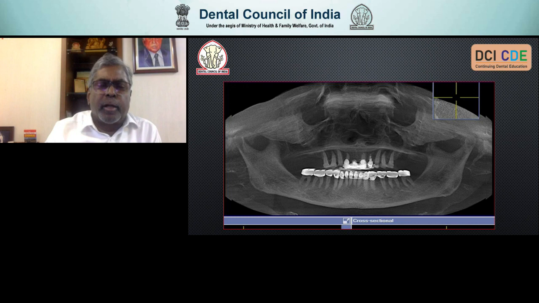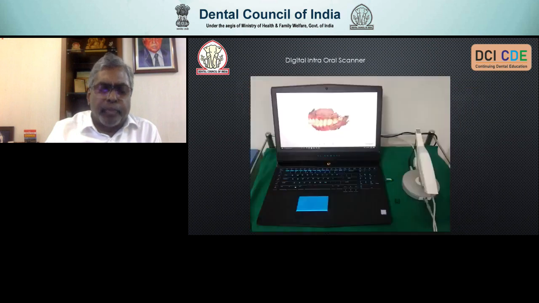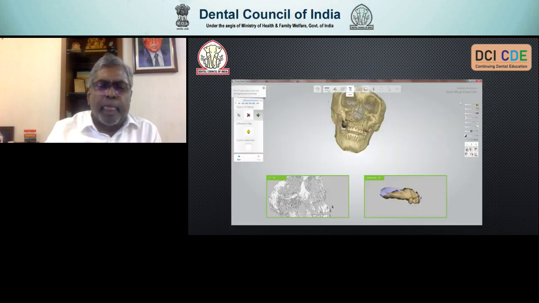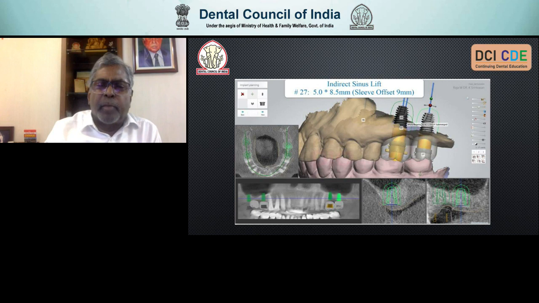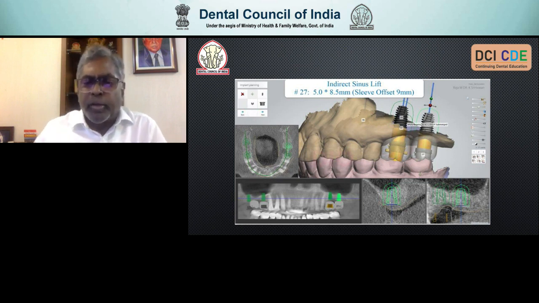We use a digital intraoral scanner to scan for the data. You have a CBCT, and you merge both the data, the CBCT data and the intraoral scanner, and then plan the implants. And then you can see that some of the implants, the bone height is not enough, so we need to plan maybe a couple of millimeters, 2 to 3 millimeters of implant going into the sinus. So that has to be planned as what we call an indirect sinus lift.